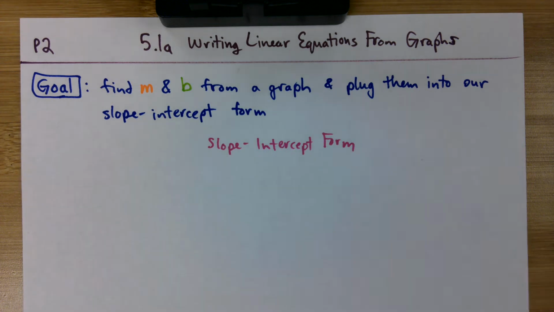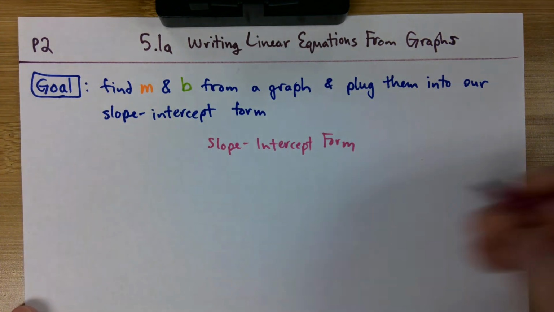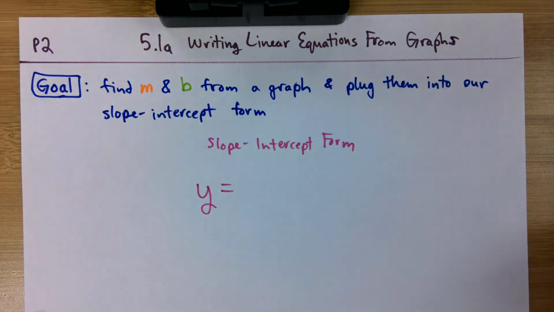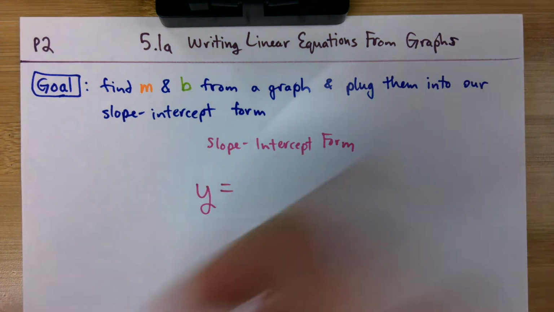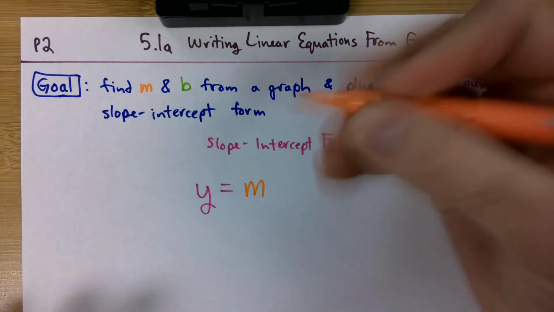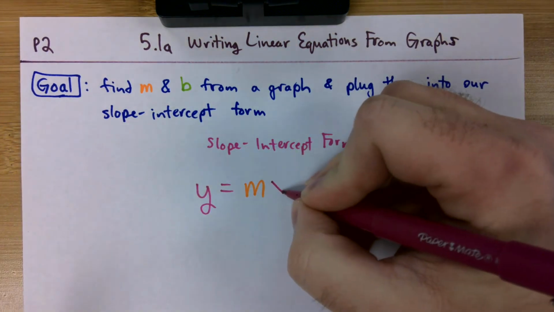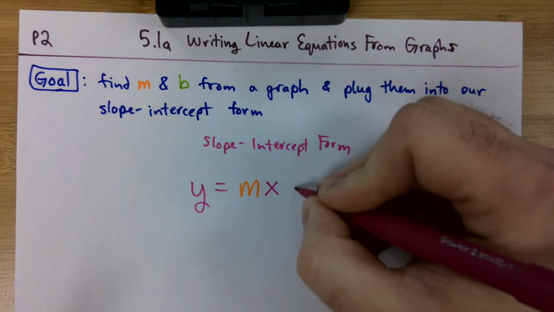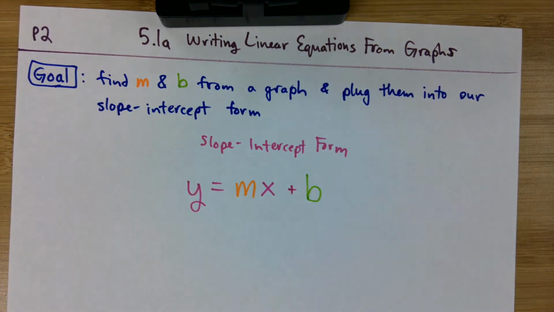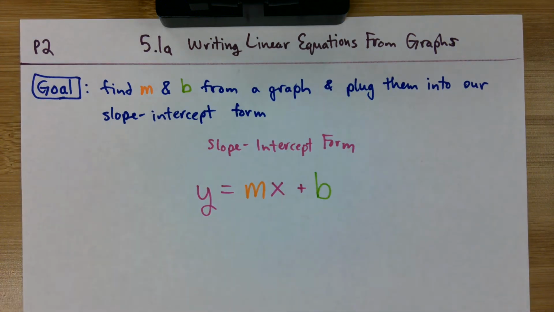Okay, let's go ahead and copy down what this formula looks like. Y is equal to M times X plus B. Does that look familiar to anyone? Yeah. I would hope so.